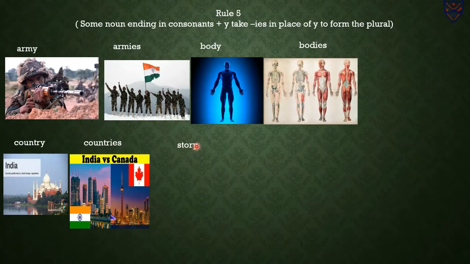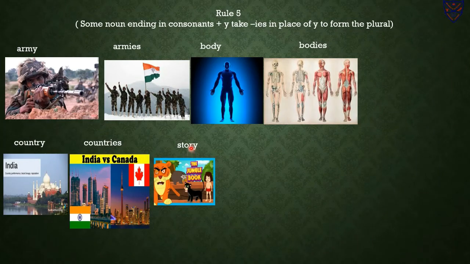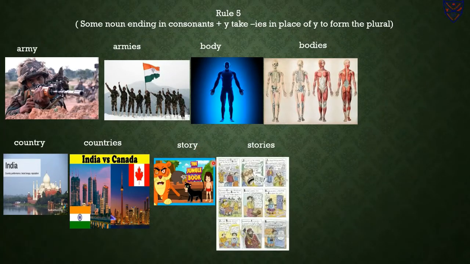Story. At last y is there and before y a consonant is there. So to convert this story into plural, we have to cut y and we will write ies in place of y. It will become stories. So students, at last y is there and before y a consonant is there. At that time we will cut y and write ies to convert singular into plural.